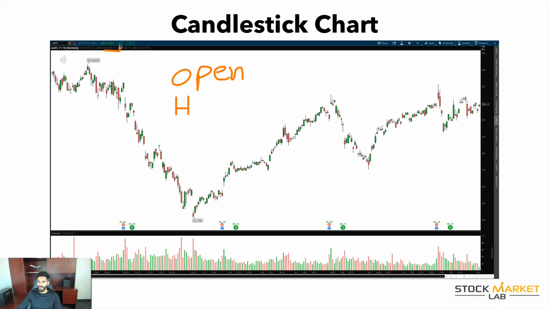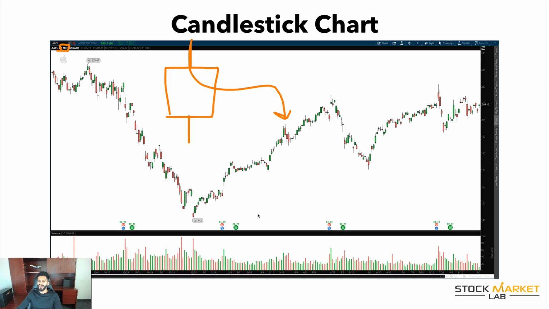We have the highest point the stock went to. We have the lowest point the stock went to, and the closing price. I will break this down in the upcoming lessons, but for now, let's just understand. Candlestick charts showcase everything from where the stock opened to where it closed, to the highest point and the lowest point of that particular time period, which is 1 day.